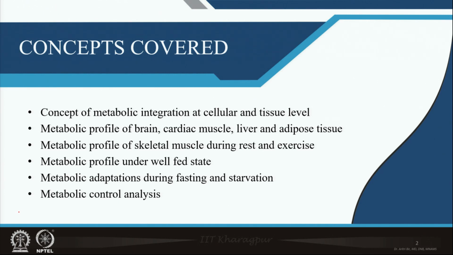The concepts here will be covered are the integration at both cellular as well as tissue level, then metabolic profile of different organs. The important organs are like brain, heart, liver and adipose tissue. Also the metabolic profile of skeletal muscle both during rest as well as exercise. Next we will proceed to the different metabolic status in our body, how the metabolism occurs in well fed state as well as how it is adapting during fasting as well as starvation. Then we will discuss metabolic control analysis. So, let us start.